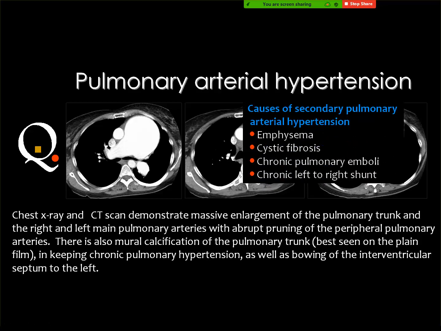And of course, you know that pulmonary arterial hypertension may be idiopathic without any underlying cause. But secondary pulmonary arterial hypertension is caused by damage of the lung parenchyma in cases of emphysema, cystic fibrosis, chronic pulmonary emboli, and the Eisenmenger reaction with chronic left to right shunt.